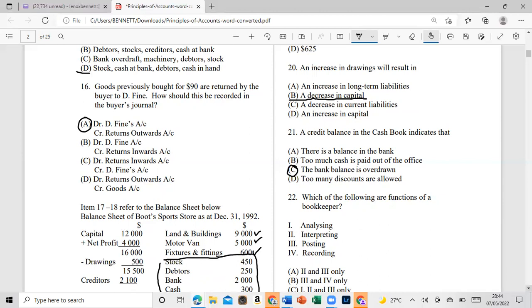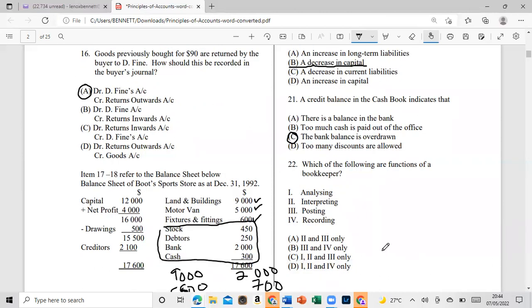All right, let's move on to 22. It says, which of the following are functions of a bookkeeper? This one is going to be a bit tricky. I know analyzing is definitely not one of those. I'm going to go through them one by one. Interpreting, no. Posting, yes. Recording, yes. Let me see if this option is there: 1, 2, and 4 only. So that would be D.